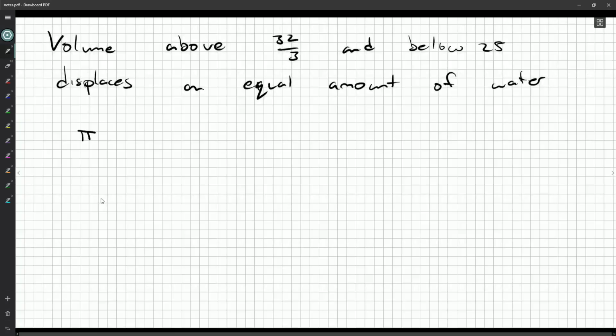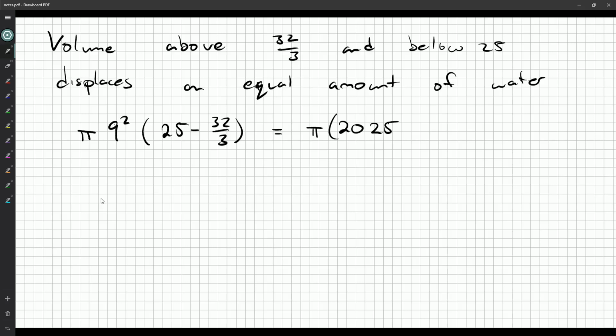We'll have pi times 9 squared, because it's the volume of air in B, but that is equal to the volume of water that's being pushed out, times 25 minus 32 over 3. I might end up using my calculator in a moment, but let's see what we can do. 9 times 5 is 45. 45 squared is 2025. And then 81 over 3 is 27. 27 times 32 is going to be 8 times 27 is 216 times another 4 is 864.